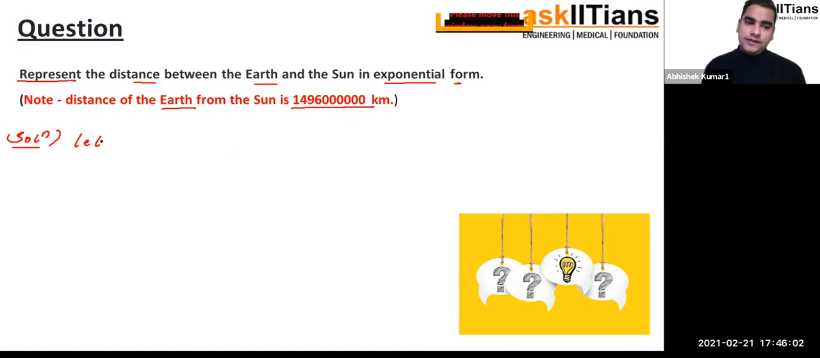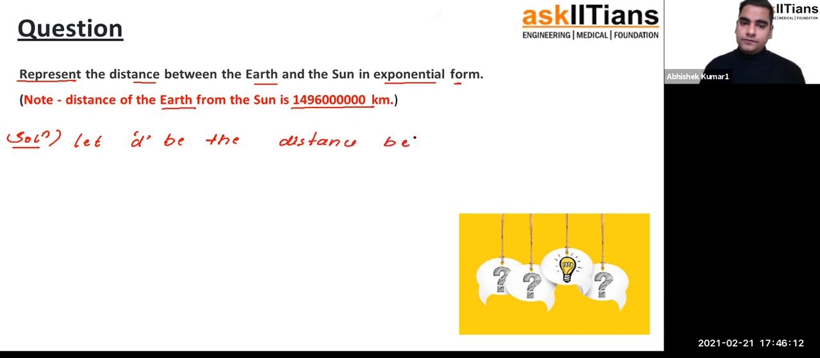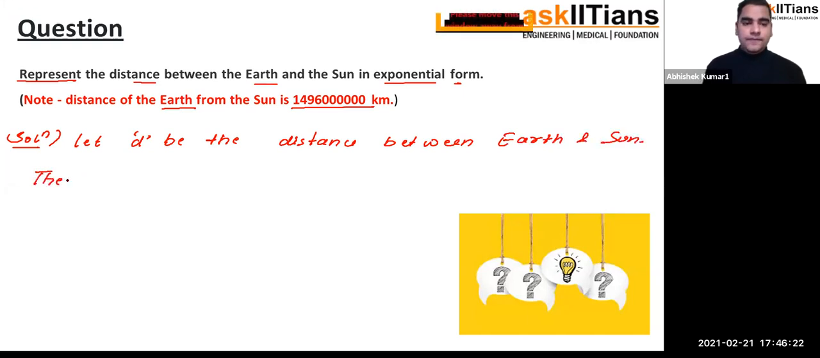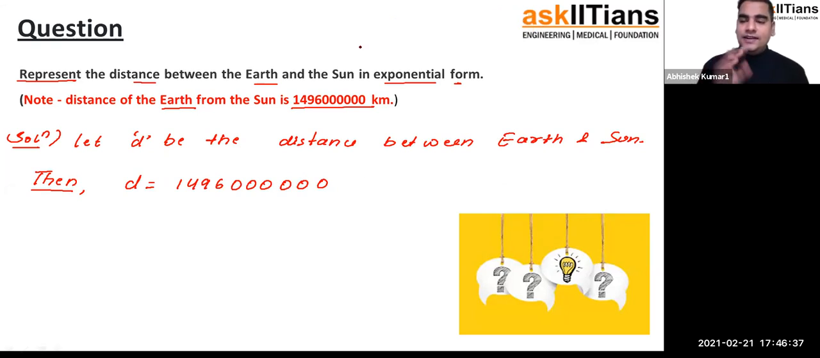So let me denote the distance by d. Let d be the distance between Earth and Sun. Then we have the value of d. What is d? d is 149600000, right? This is the value we have. You have to write this in the standard form.